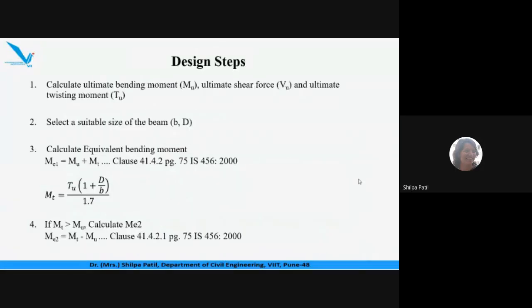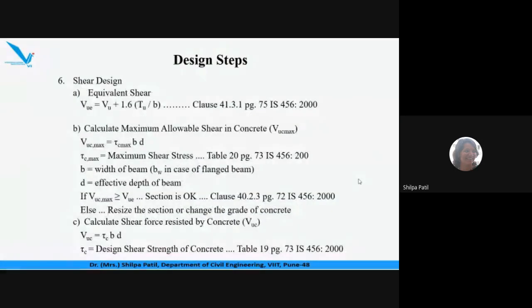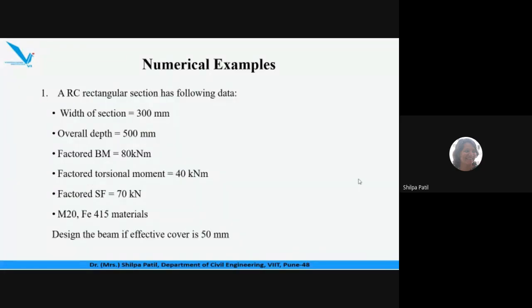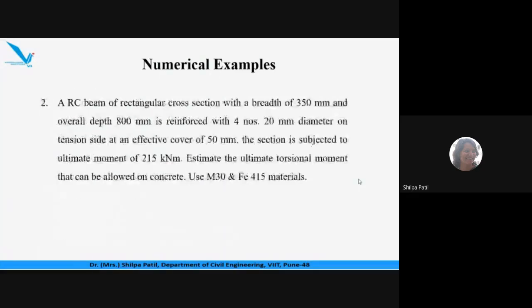So all these points we have already discussed during Monday's lecture, the design steps for torsion, and we also solved one numerical example. We will solve the second problem today. So all of you note down the problem statement. I am simply reading the problem statement now.